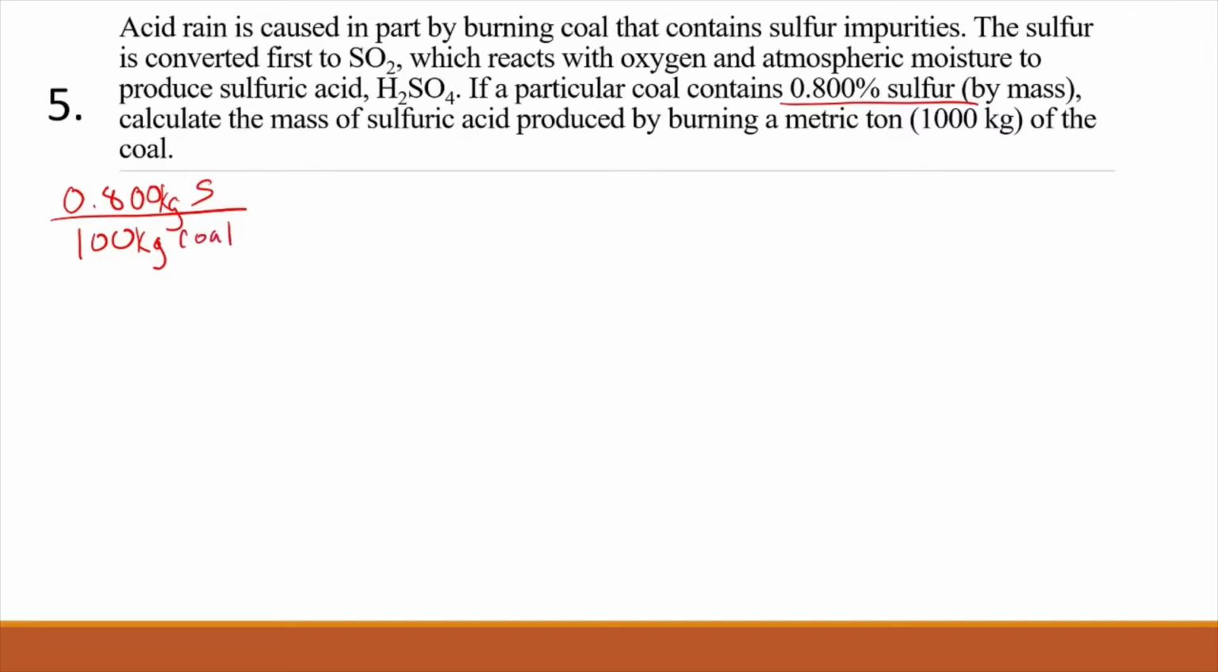And so we also know we can just set this equal to, we make some X kilograms of sulfur for every 1,000 kilograms. So this is kind of like back in the algebra days doing cross multiplying, and you get that we get 8 kilograms of sulfur from 1,000 kilograms of coal. So now we can use this amount of sulfur to get our amount of sulfuric acid. So let's start with what we have. We have 8 kilograms of elemental sulfur.